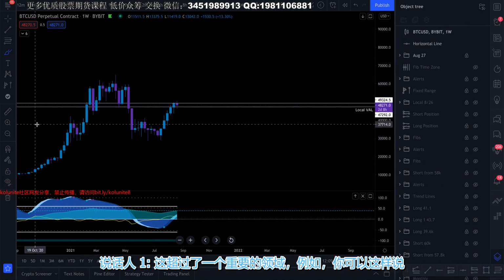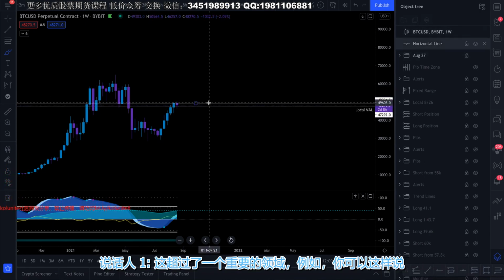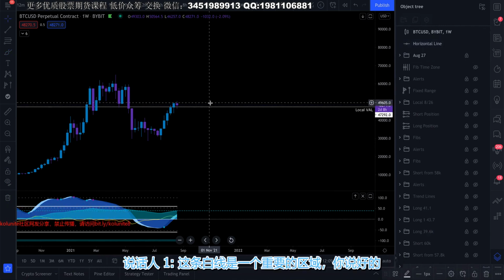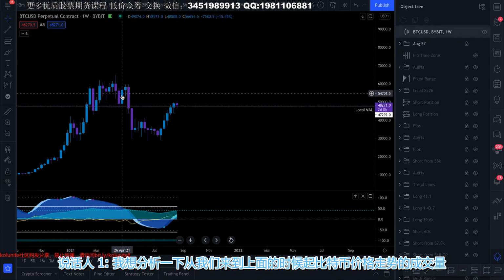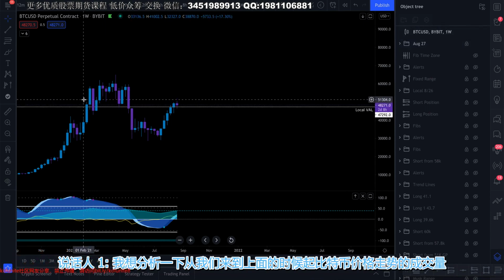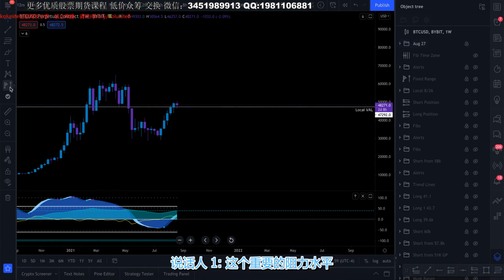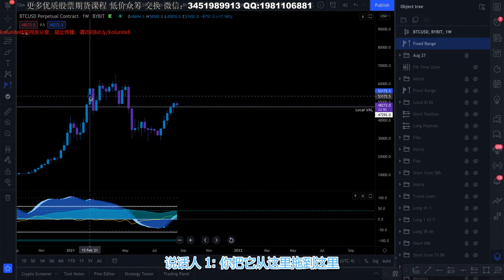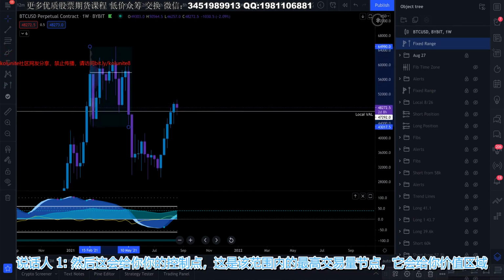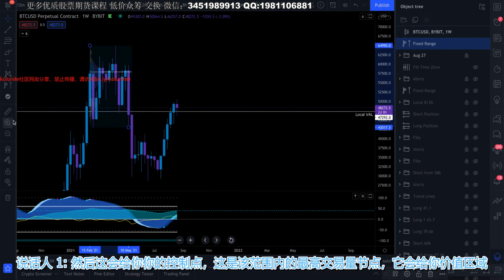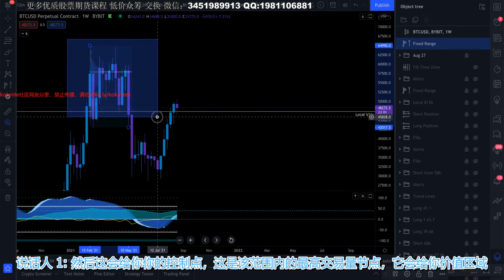Like for example, you could say that this white line right down here is a significant area, and you say, okay, I want to analyze the volume of the Bitcoin price action from the time we came above this important level of resistance. Then you would take your fixed range, you drag it from here to here, and then this would then give you your point of control, which is the highest volume node in that range.